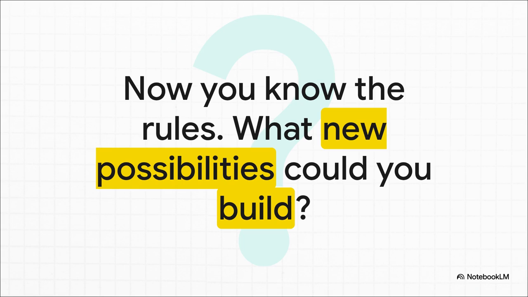From the chefs and their assistants to the head chef calling the shots, all the way to race conditions and deadlocks, you now get the core rules of that invisible dance happening inside your computer every moment of every day. So now I'll leave you with this. Now that you know the secret rules of the game, what kind of amazing things could you build?